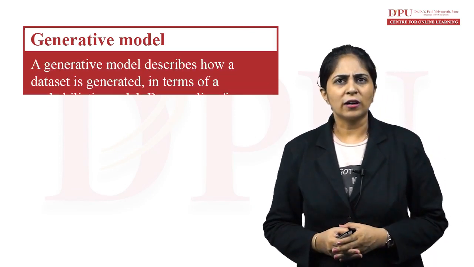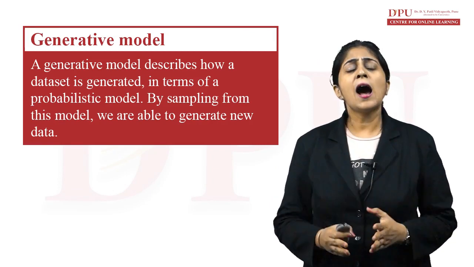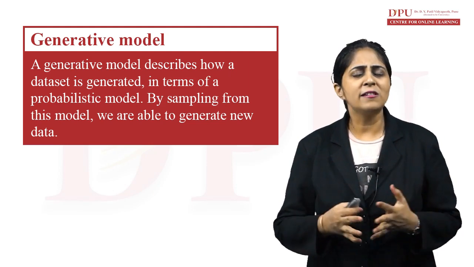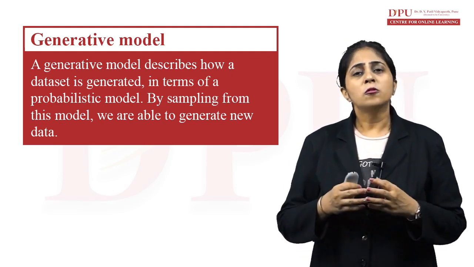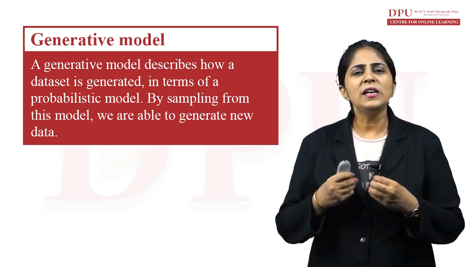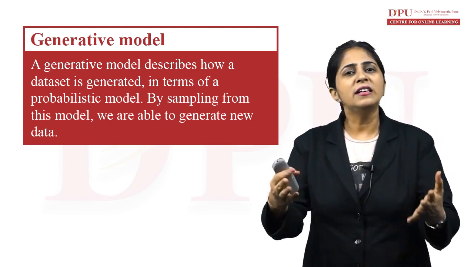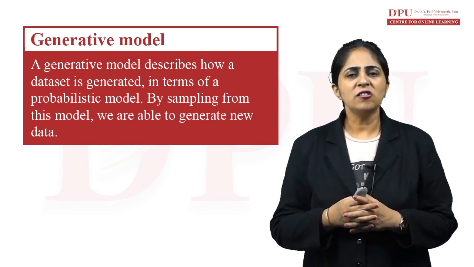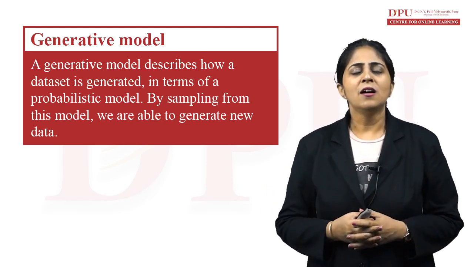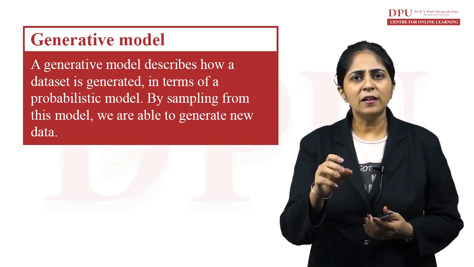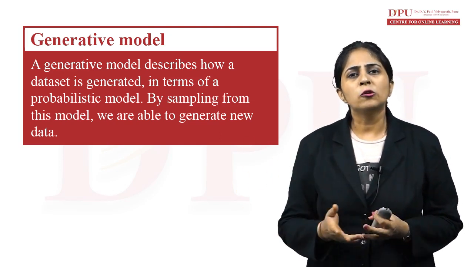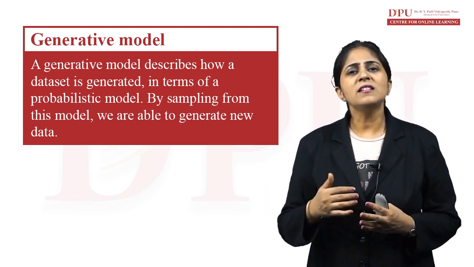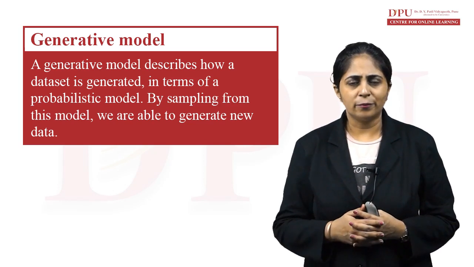A generative model describes how a data set is generated in terms of a probabilistic model. By sampling from this model, we are able to generate new data. Like if you're typing a message on your mobile, what happens when you type something? What next you're going to type? Those similar words will start appearing. So this is a function of a generative model.